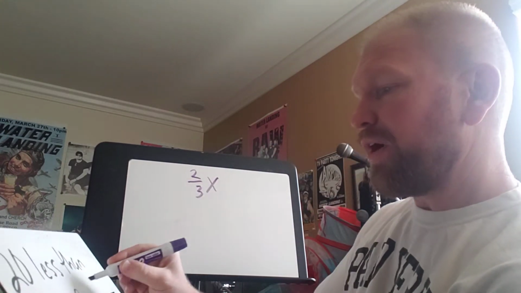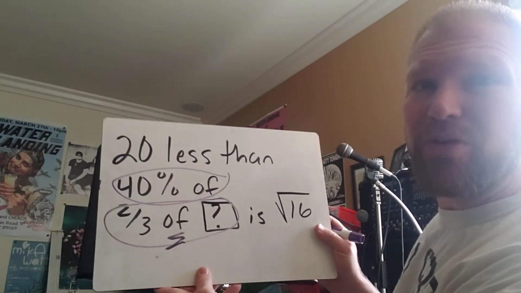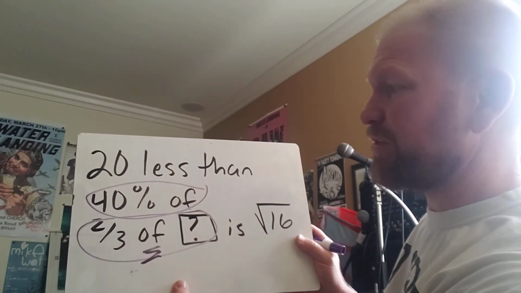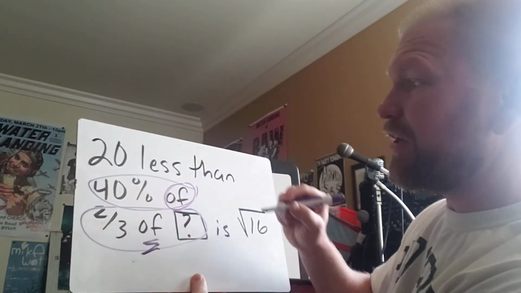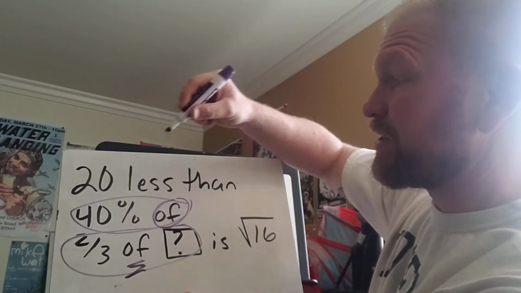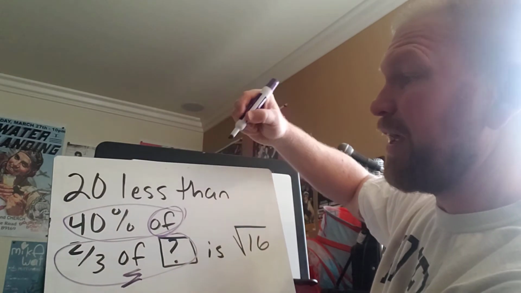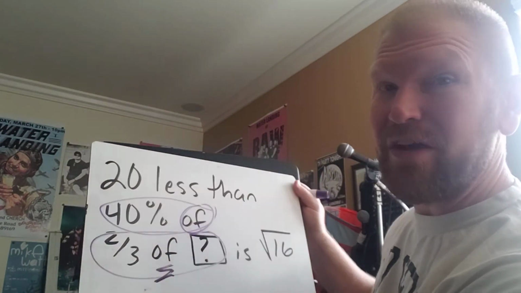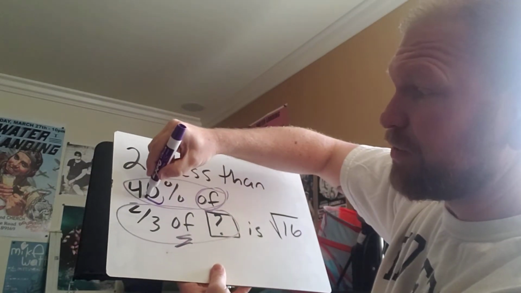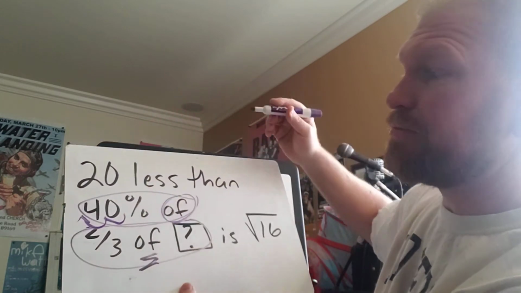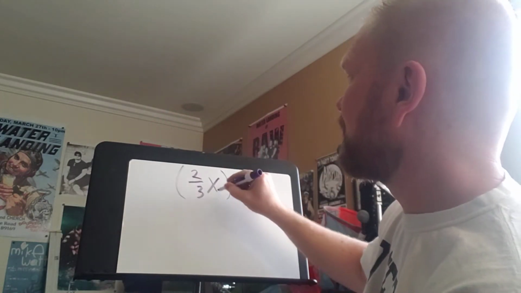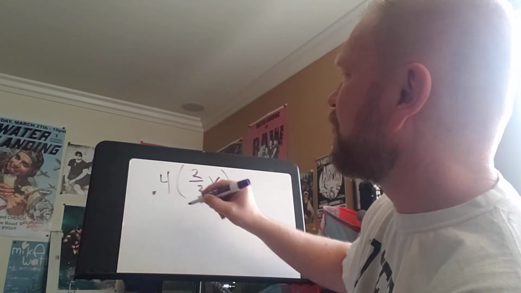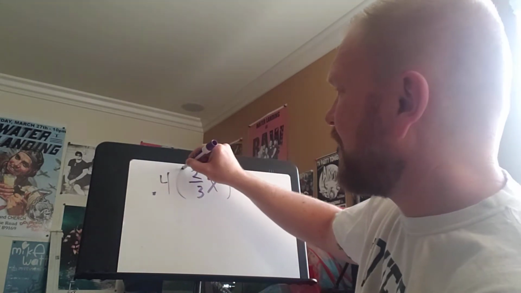Okay, so now we've got 2/3 of the mystery number. But we want 40% of 2/3 of the mystery number. So we need to get 40% of that. And again, we have this word "of", which tells us to multiply. So it's going to be 40% multiplied by that. Now remember, 40% is not 40. 40%, you have to move the decimal twice, is 0.40 or 0.4. So it's going to be 0.4 times that.